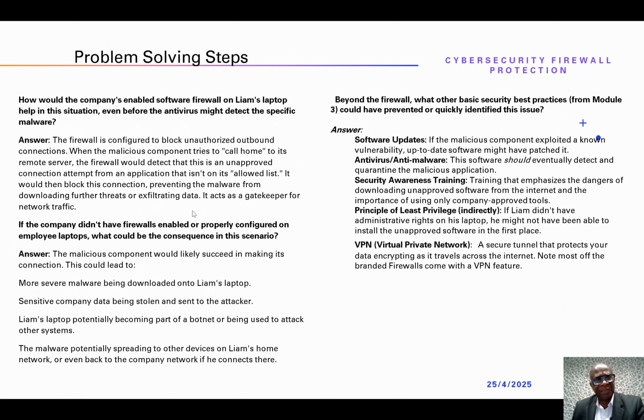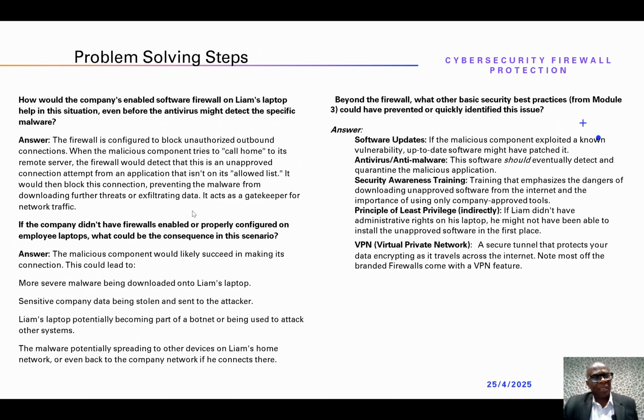So the problem solving step is: how would the company's enabled software firewall on Liam's laptop, for example, we're now using Liam instead of Sarah, help in this situation even before the antivirus detects the specific malware?